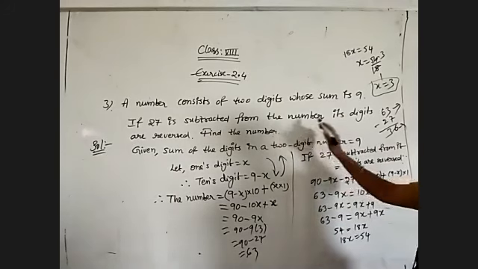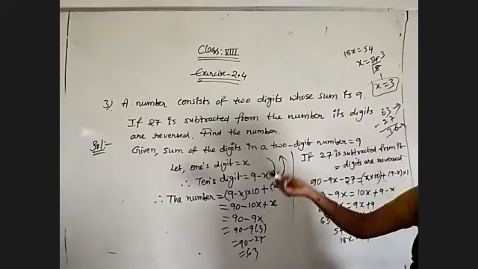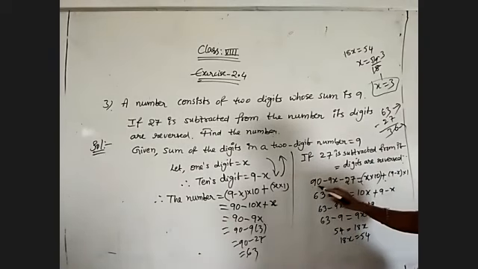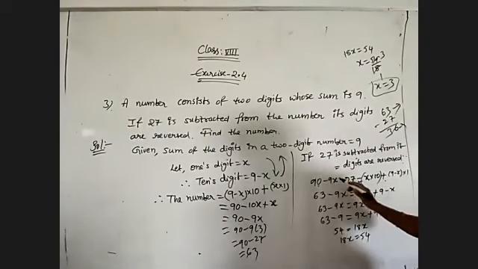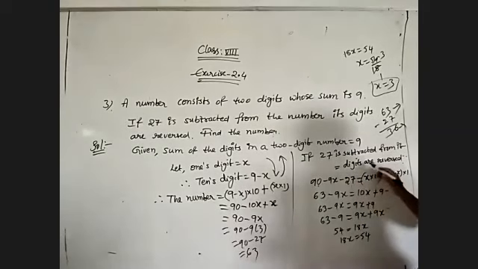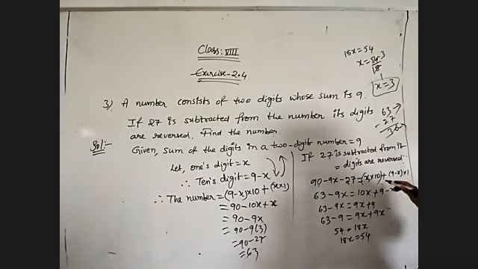27 is subtracted from the number, then its digits are reversed. The 10th digit will become the 1st digit, the 1st digit will become the 10th digit. So when 27 is subtracted, my number is 90 minus 9x, from that I am subtracting 27. In that case, digits are reversed. X comes to 10th place, that's why x into 10. 9 minus x comes to 1st place, so 9 minus x into 1. The sum is equal to 10x plus 9 minus x. By simplifying that, I got the x value.